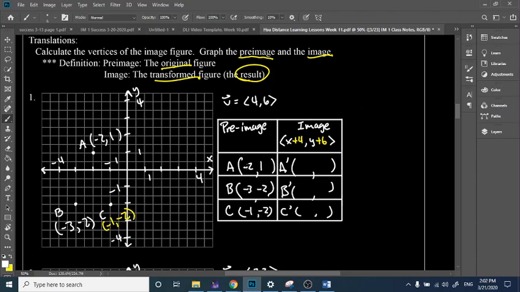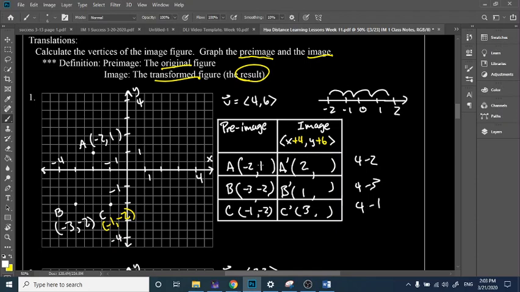So let's take negative 2 plus 4. So remember, we're going to start at negative 2, then we're going to go 4 to the right. 1, 2, 3, 4. So we get 2. Let's just do all the x parts first. Negative 3 plus 4, that's going to be 1. Negative 1 plus 4, that's going to be 3. Notice also that that's the same thing as saying 4 minus 2, 4 minus 3, and 4 minus 1.